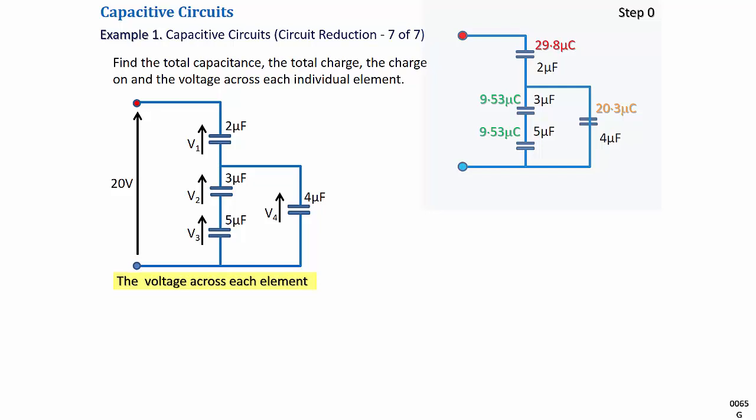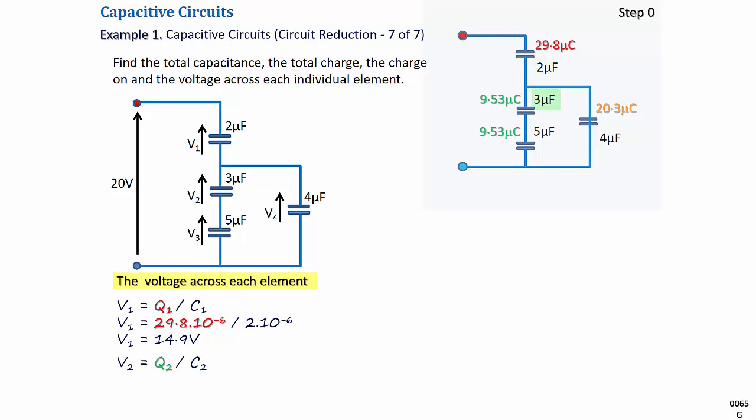As we now know the value of capacitance and the charge on all the capacitors, we can calculate the voltage across each capacitor using the formula. V1, the voltage across the 2 microfarad capacitor, equals Q1 divided by C1. Substituting values, V1 equals 29.8 times 10 to the power minus 6 divided by 2 times 10 to the power minus 6, which equals 14.9 volts.